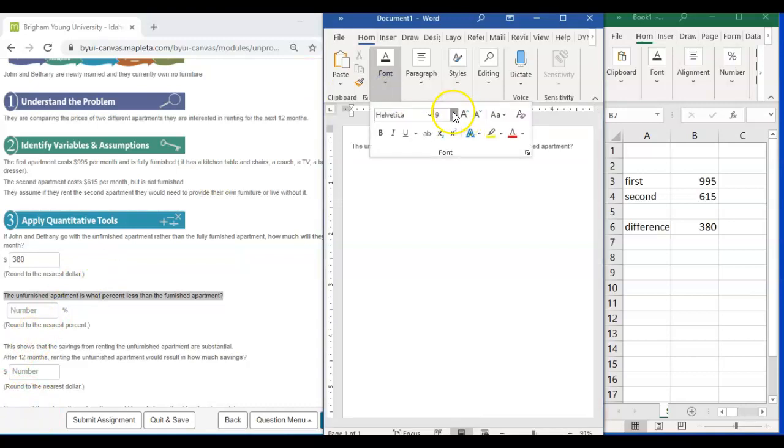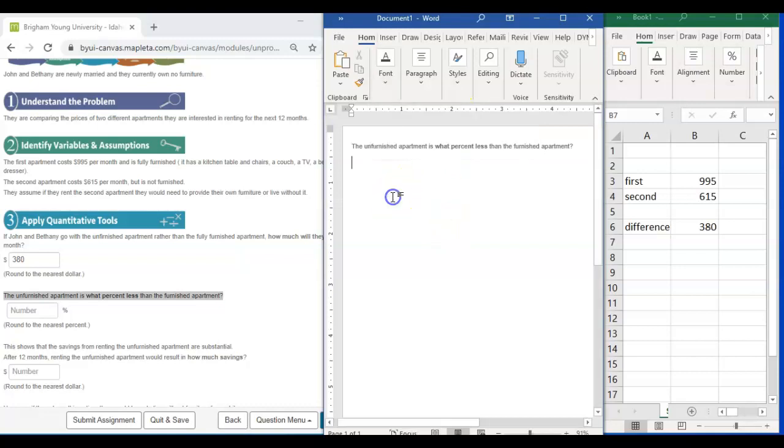So I'm going to put the second, but I want this to be much larger. I want this to be much bigger for everyone to see. So we'll just make it a little bit bigger. There we go. So the unfurnished apartment is second, translates to equals what percent less.